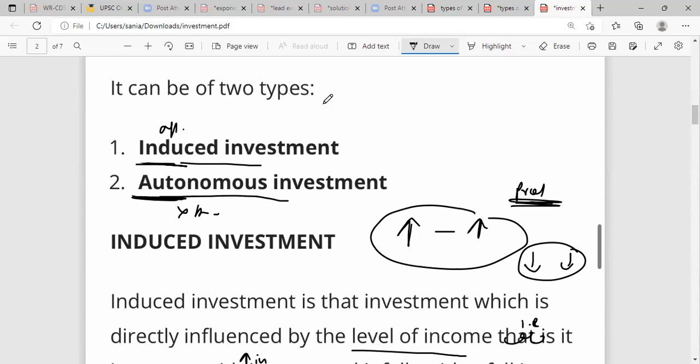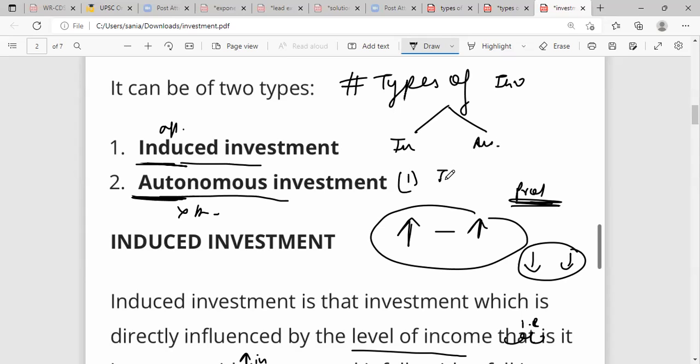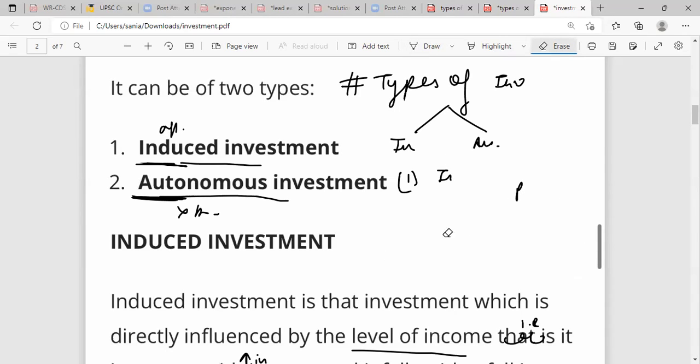Okay. Now what you will be writing is the heading, types of investment, and there you will make it like this, induced and then autonomous, and then you will write first induced and start writing this. Clear? Yes, ma'am. Let me know once you are done, and I'll scroll it down.